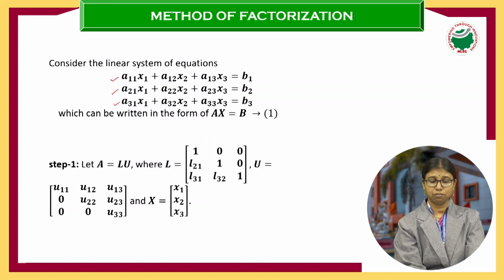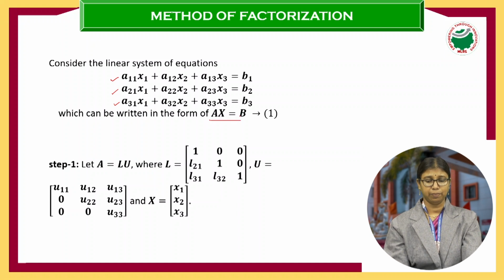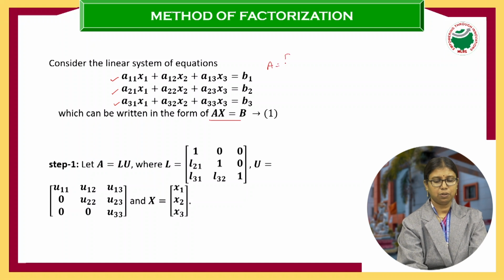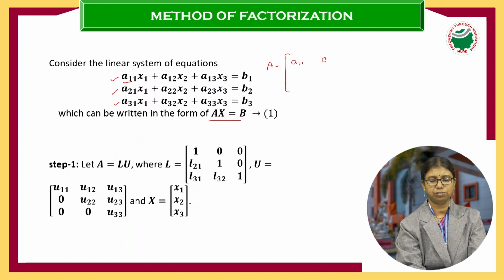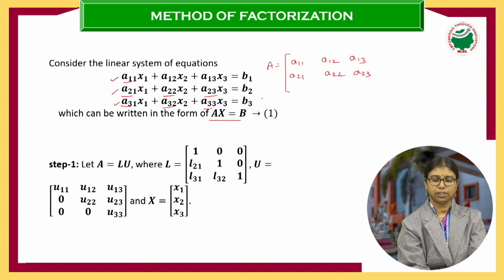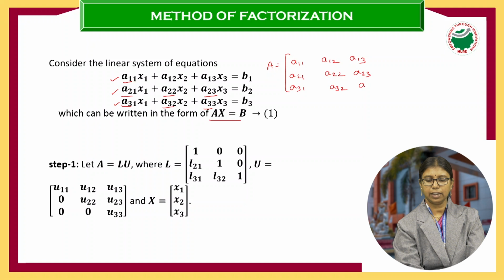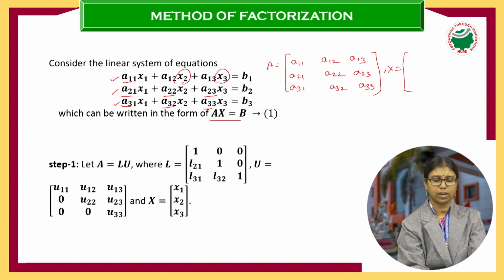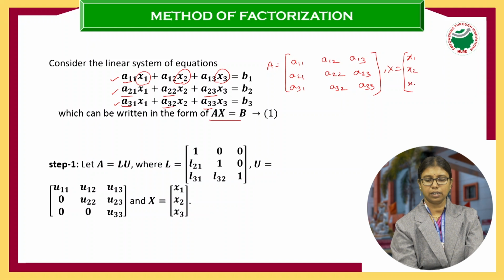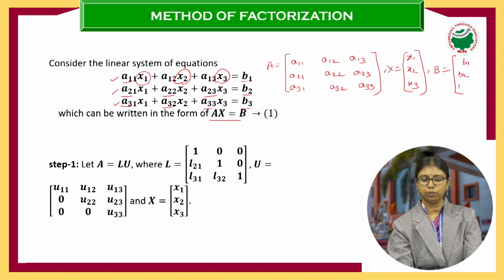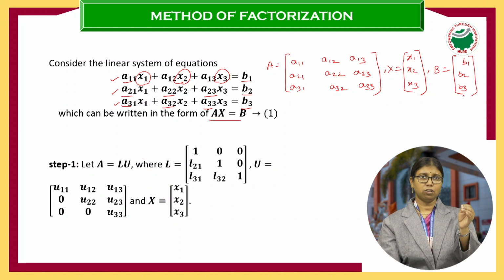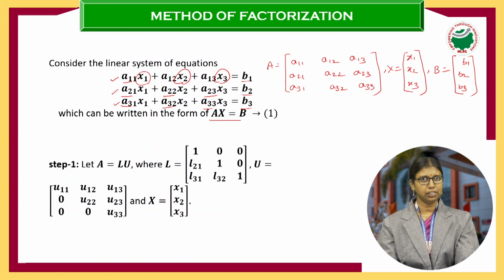If you take the matrix representation for these equations, it is Ax equal to b. What is A? A is a coefficient matrix. What are the coefficients we have here? In the first equation, the coefficients are a11, a12, a13. In the second equation, the coefficients are a21, a22, a23. And the coefficients in the third equation are a31, a32, a33. So this is a coefficient matrix. X is an unknown vector, so capital X is x1, x2, x3. And capital B is a constant vector, so the constants are b1, b2, b3. So for the given non-homogeneous system of equations, first I have taken the matrix representation Ax equal to b.